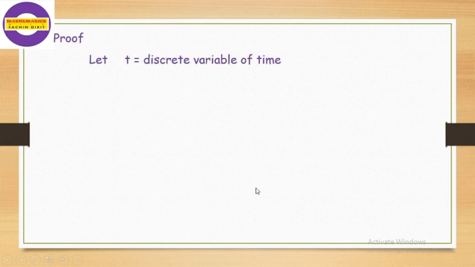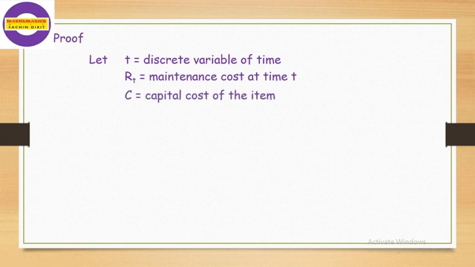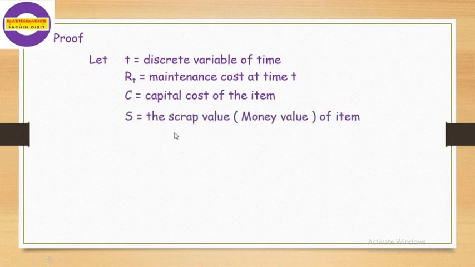Again we have to first mention the variables and their meaning in this theoretical part. Proof. Let t be the discrete variable of time. R(t), maintenance cost at time t. C, capital cost of the item. S, the scrap value or money value of the item. n, the best age of an item.